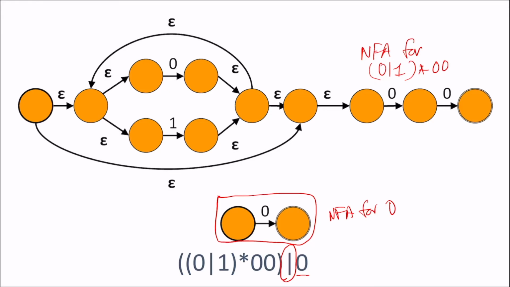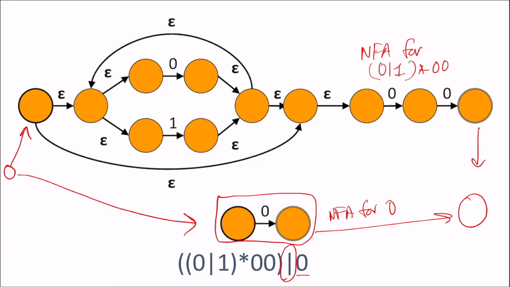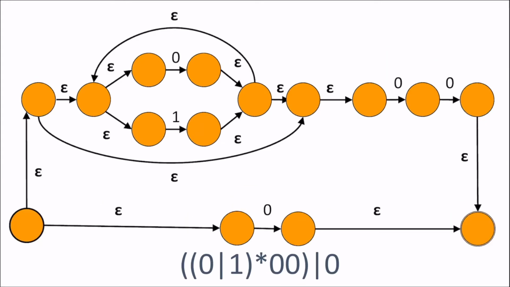So all I have to do is add a new state and connect these up. Basically, a new final state and a new start state, and the start states of the original ones become ordinary states, and the final states also become ordinary states. So those are the changes we need to make, which is what is done here. We start with this start state here. There's an epsilon transition to the NFA for 0 or 1 star 0, 0, and another epsilon transition to the NFA for 0. And then they're both linked to the new final state, which is shown here.